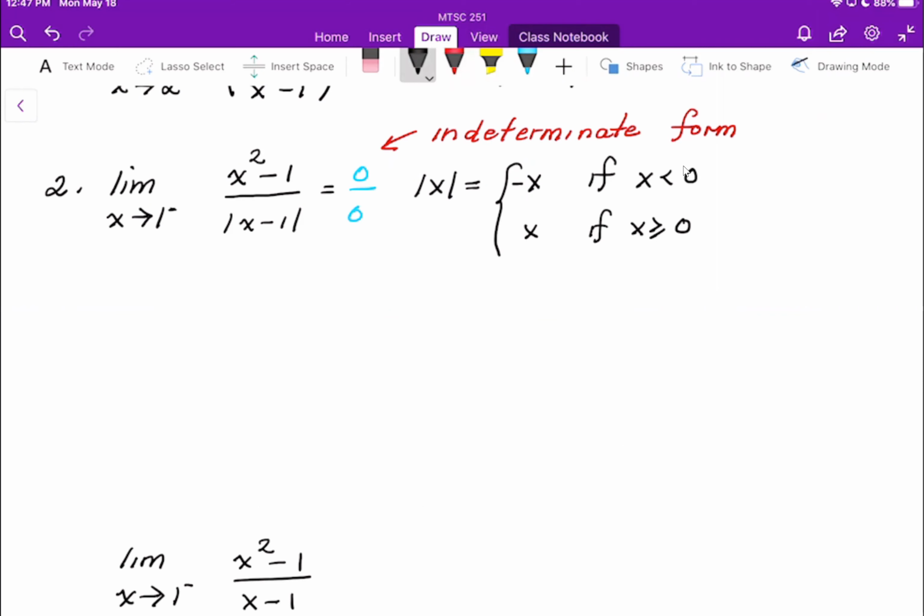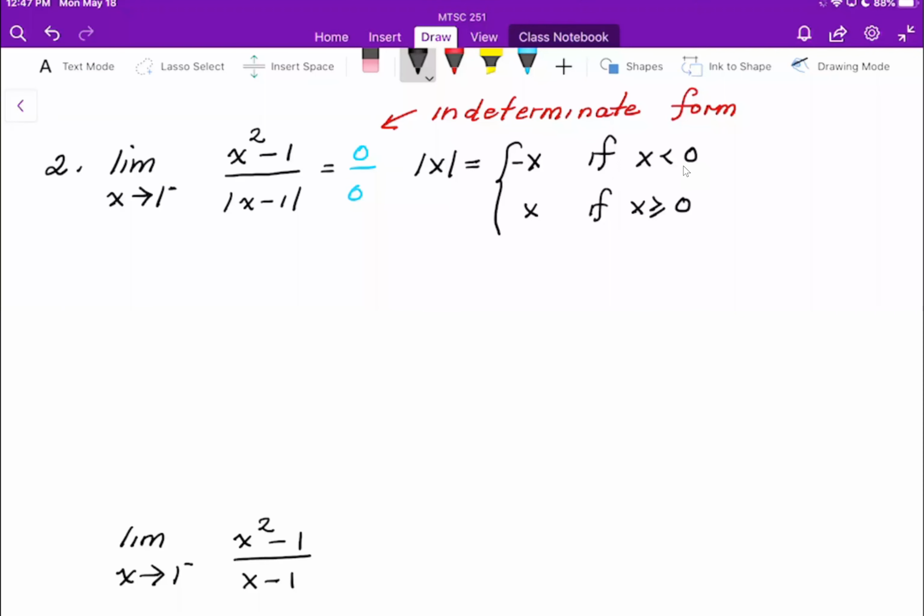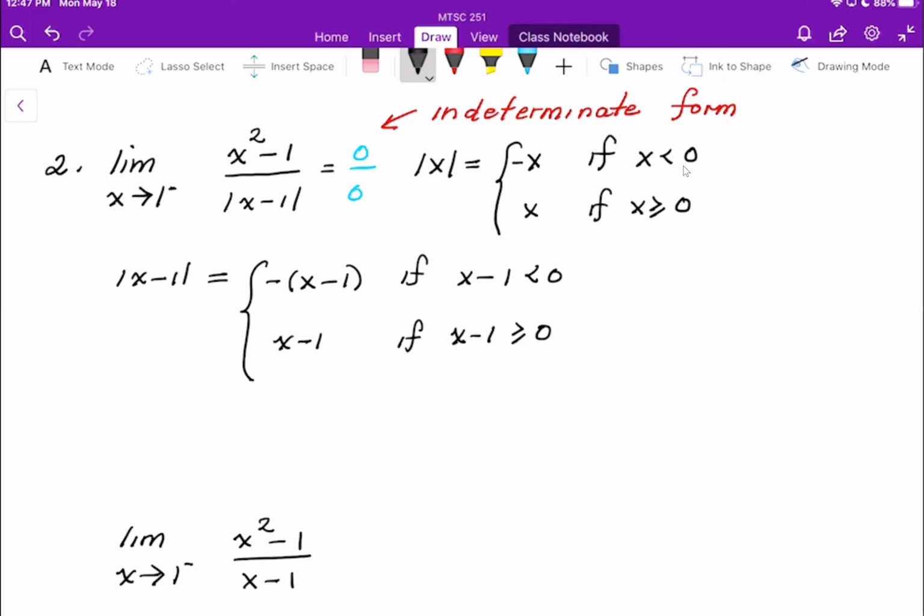So the absolute value of x is equal to the opposite of x if x is less than 0, and it's equal to x if x is greater than 0. So now let's look at the absolute value of x minus 1. This is going to equal the opposite of x minus 1 if x minus 1 is less than 0, and it's going to equal x minus 1 if x minus 1 is greater than or equal to 0.